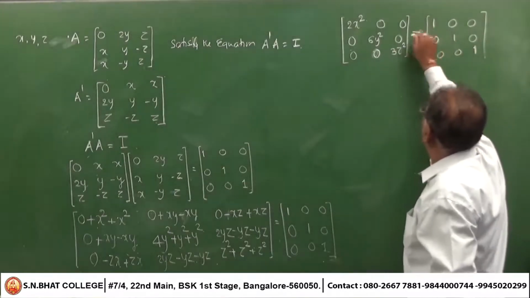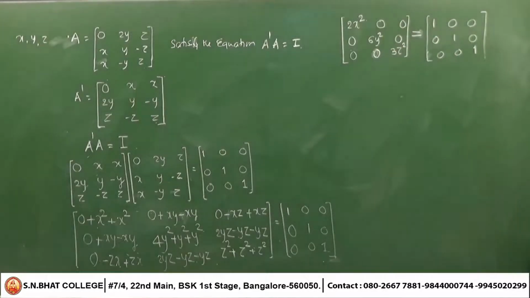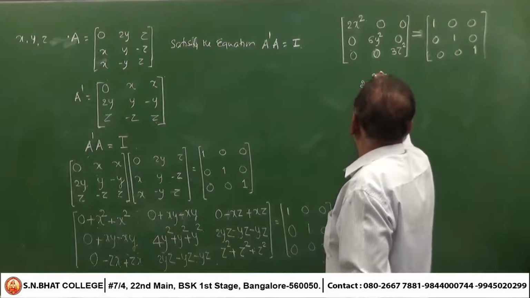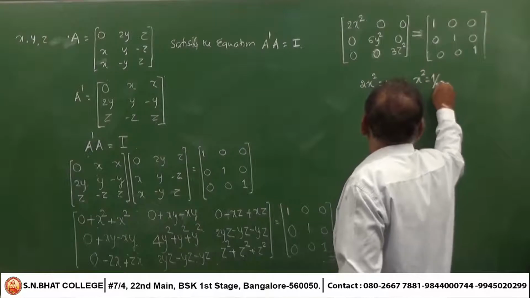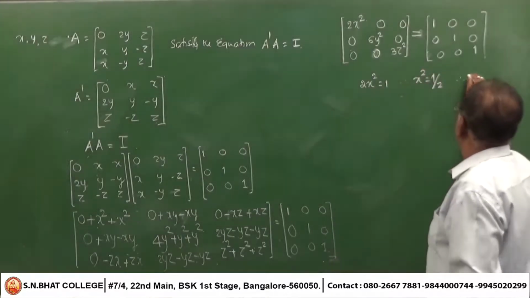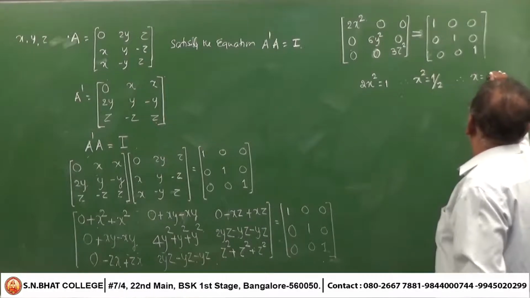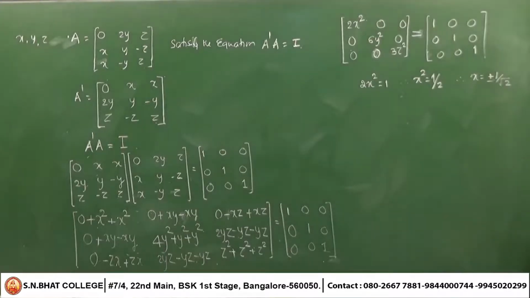This is the equality of two matrices. Two matrices are said to be equal if their corresponding elements are equal. Therefore, 2x square is equal to 1. Therefore, x square is 1 by 2. Therefore, x is equal to plus or minus 1 by root 2. We got the value of x.